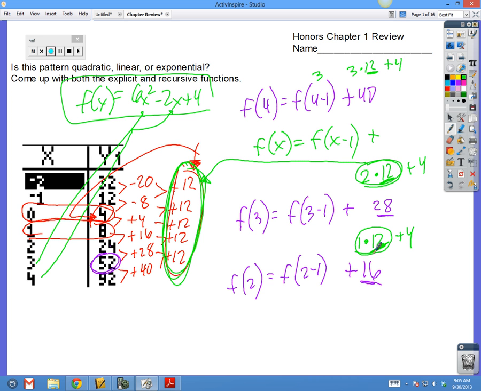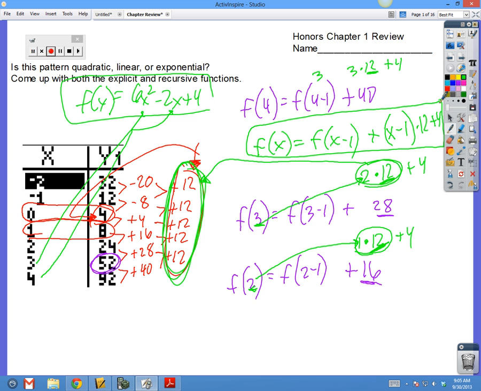You're not multiplying. On the third one, I am not multiplying 3 to 12. And on the second one, I'm not multiplying 2 to 12. I am multiplying the one before times 12 plus 4. This right here is your recursive.